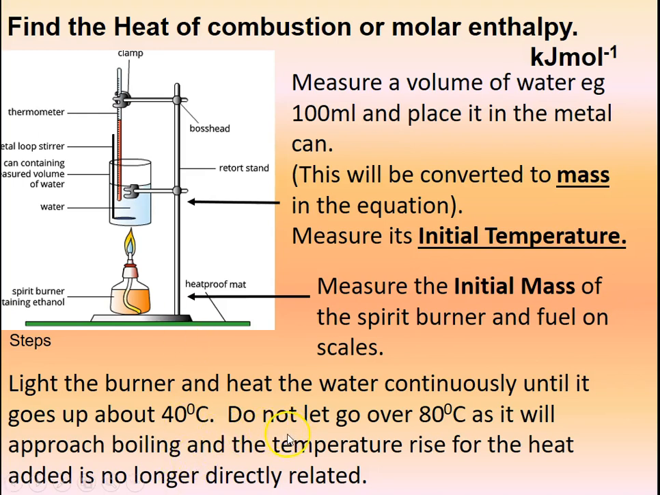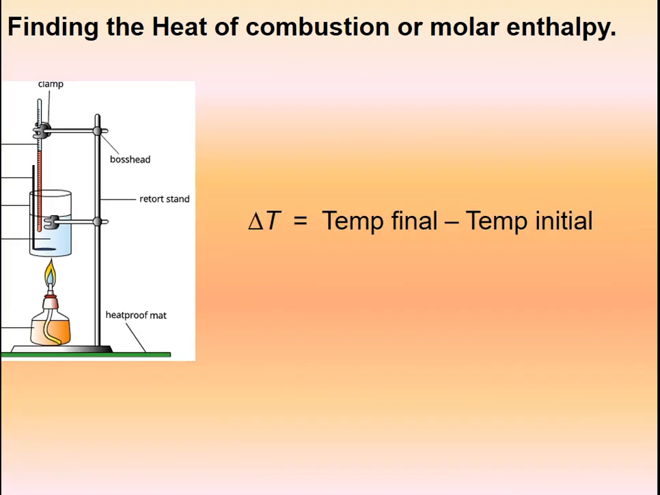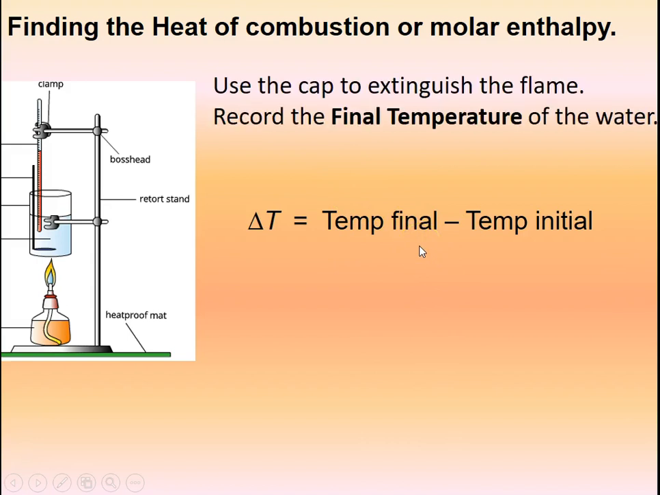Don't go any more than 40, don't go over 80, because it won't be a linear relationship between the heat energy you've added and the temperature rise that's going up. So you can't use the temperature rise as an indication of kilojoules accurately anymore. It's not that you can anyway, but so you let it go, and you want to find the change.